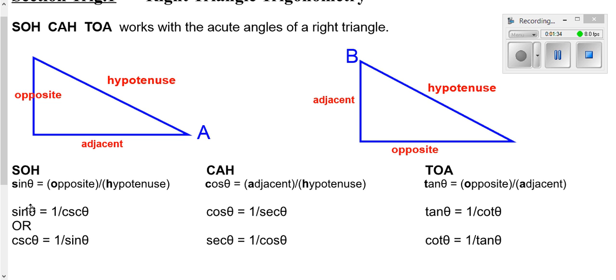Now, when you're looking at sine and cosine, you know sine and cosine are kind of your normal functions. Their reciprocals have the other letter in the beginning. So cosine starts with a C, so its reciprocal begins with the S. Sine begins with an S, so its reciprocal begins with the C.